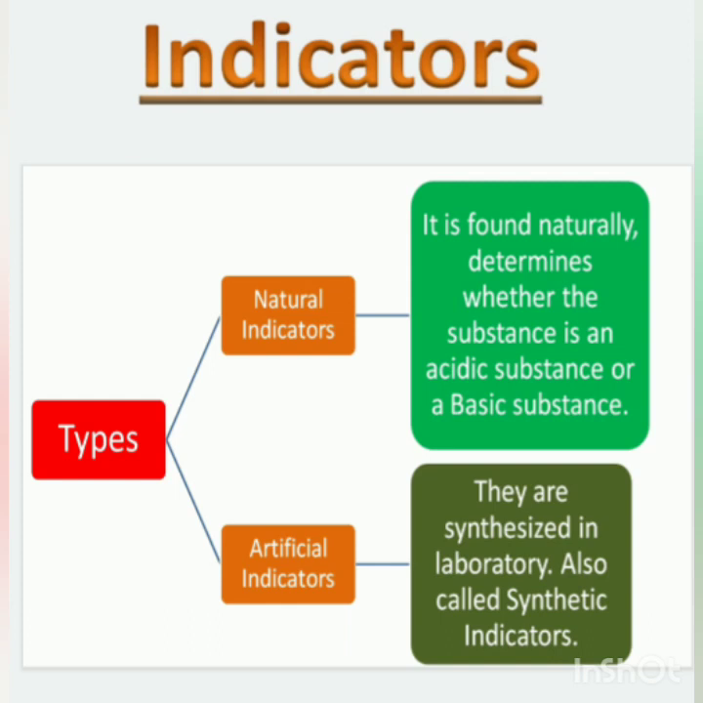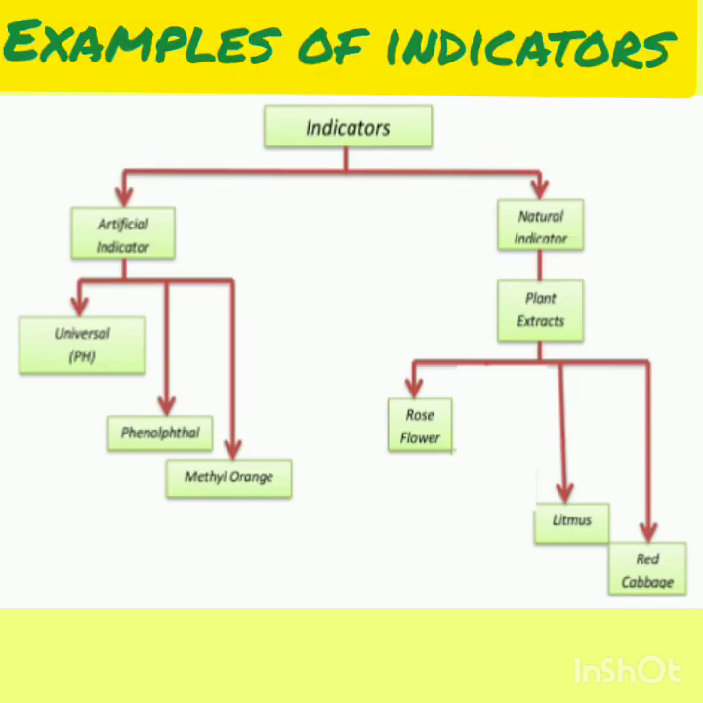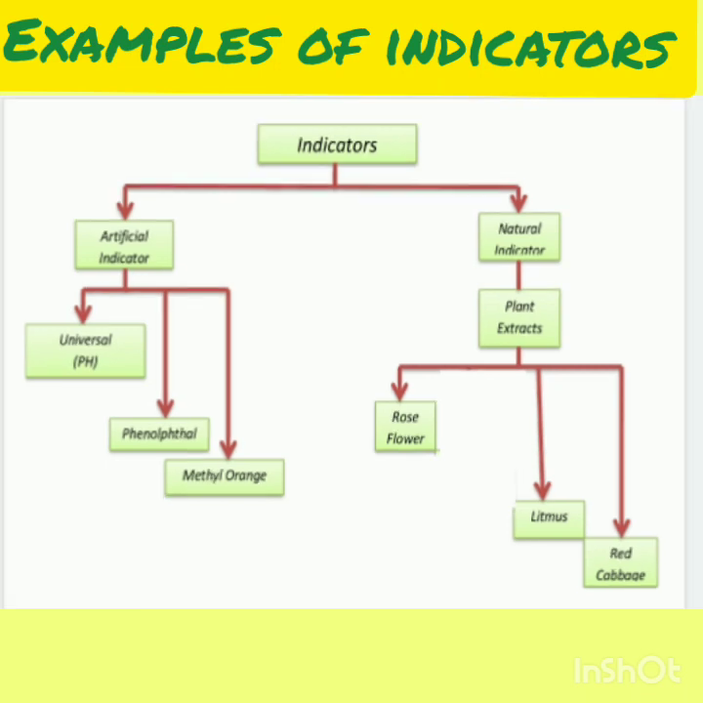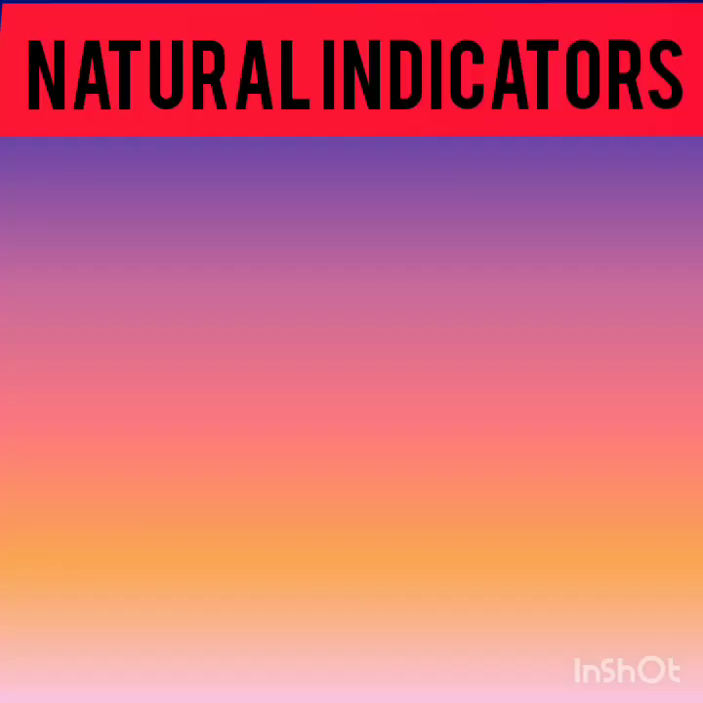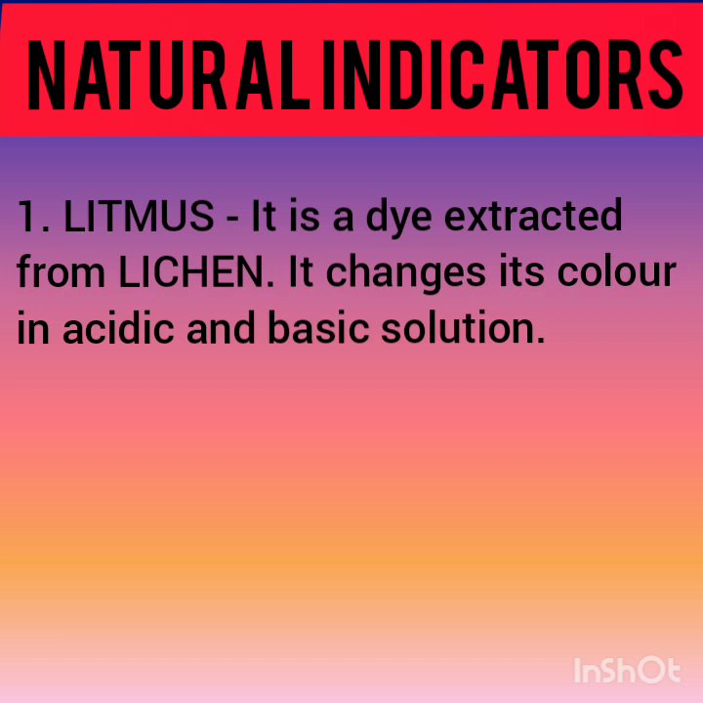Indicators can be either natural or artificial. Natural indicators are found naturally or they are extracted from natural substances, whereas synthetic or artificial indicators are prepared in the laboratories. Among artificial indicators, the common examples are phenolphthalein and methyl orange. And under natural indicators, we have rose petal extract, litmus, red cabbage, China rose petal extract. Among natural indicators, the most common example is litmus.